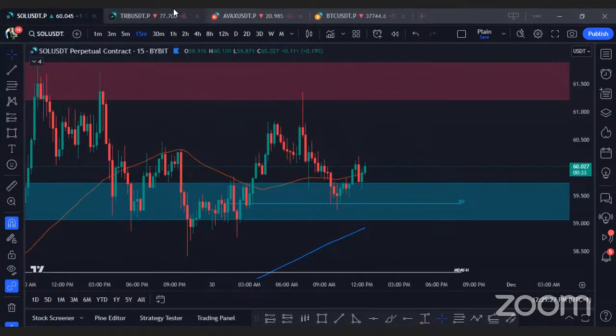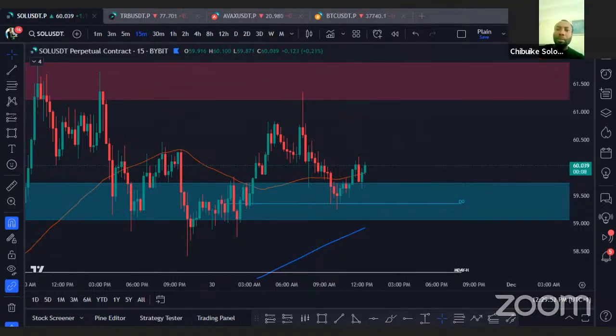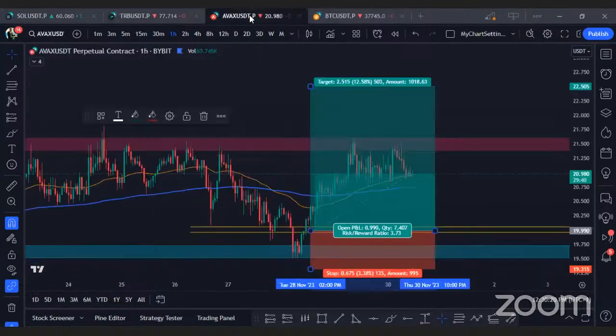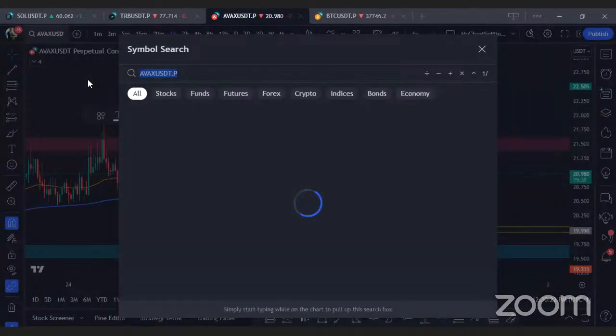Yeah, so TRB is waking up. Let's see how that goes. Okay, let me move this one. Look at SEI USDT.